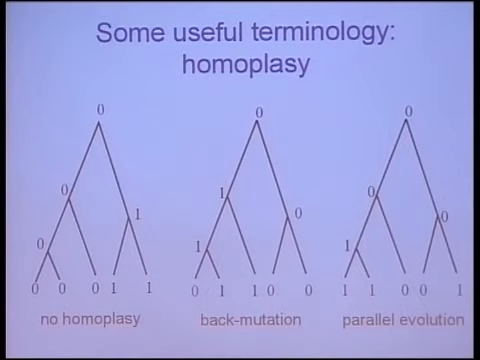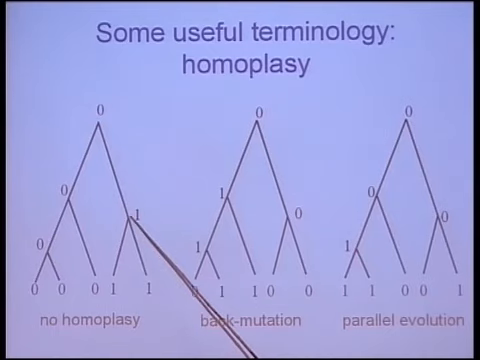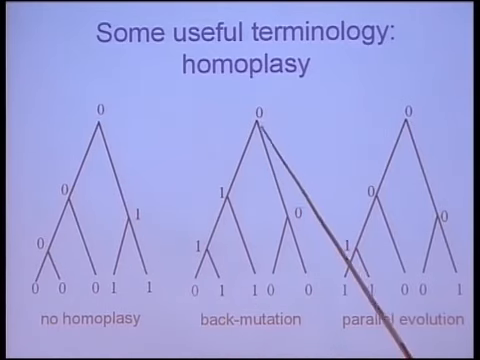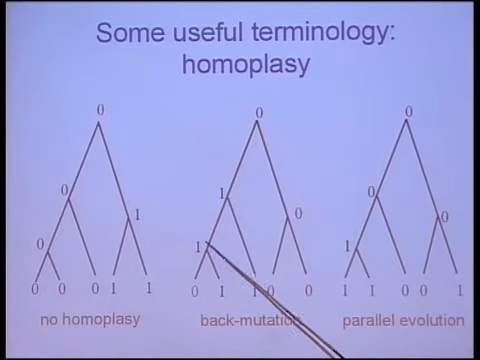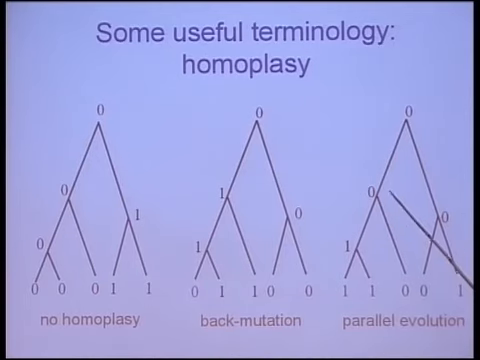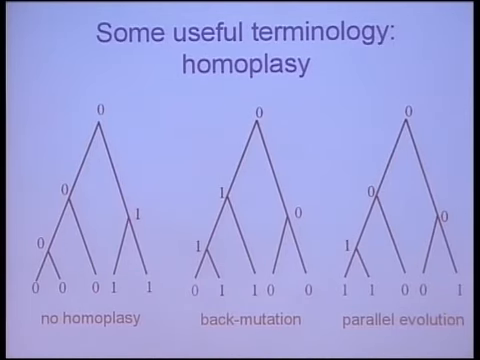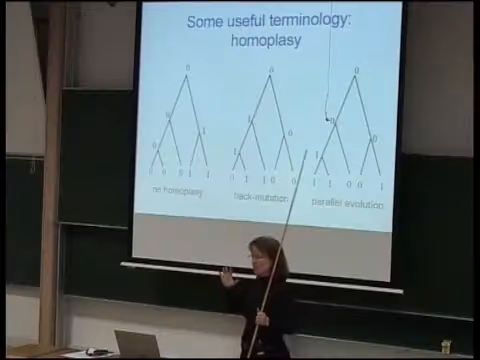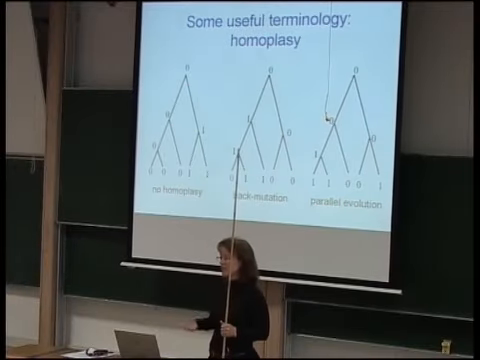Now, a useful term: homoplasy. So this is, for example, a binary character that's evolving with or without homoplasy in each of these cases. This one, there is no homoplasy because there's only one change, 0 to 1, and it happens here. Here, 0 goes to 1, and then goes back to 0. So that's a back mutation. And here you have 0 to 1 here, and 0 to 1 here. So that's parallel evolution. So homoplasy is one of those two events. It's either a back mutation or it's parallel evolution.